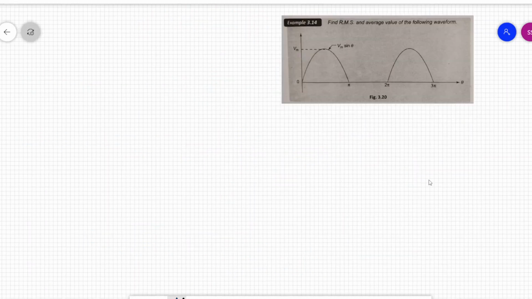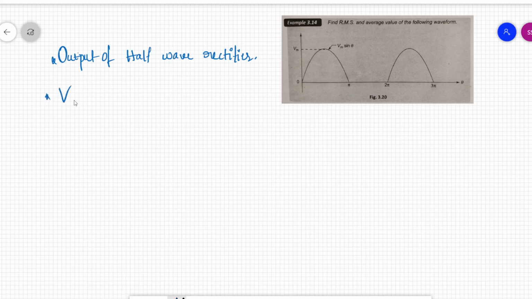Here, if you observe, we need to find the RMS and average value of the given waveform. Actually, it is the output of a half wave rectifier. You might have known this half wave rectifier output. Only the half pulse will be rectified and the negative peak will be removed. So this is the output of a half wave rectifier. Now we are going to find the average and RMS of this voltage, that is V average, V RMS, of this given waveform.